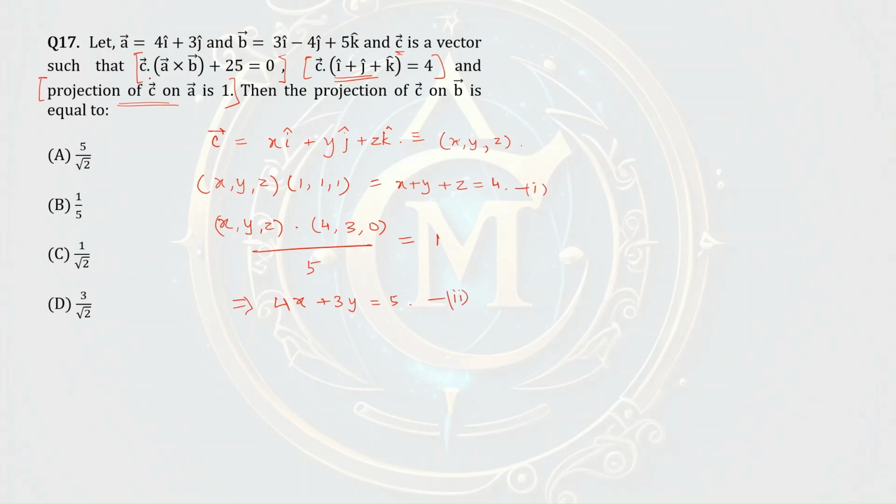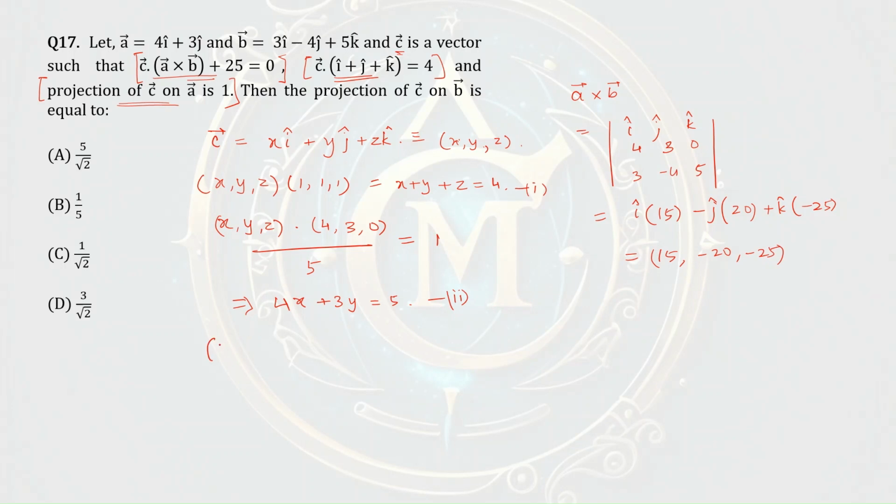And also we have to use this information. So A cross B we can calculate. A cross B becomes i cap, j cap, k cap. Then A is 4, 3, 0. B is 3, minus 4, 5. So it becomes i cap times 15, minus j cap times 20, plus k cap times minus 25. So this becomes 15, minus 20, and minus 25.